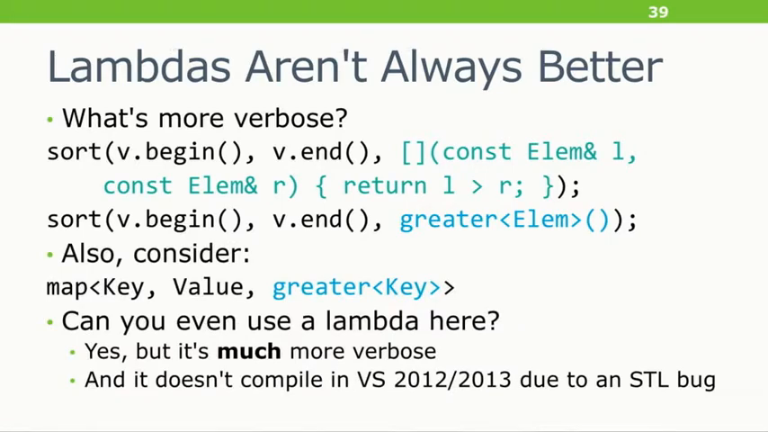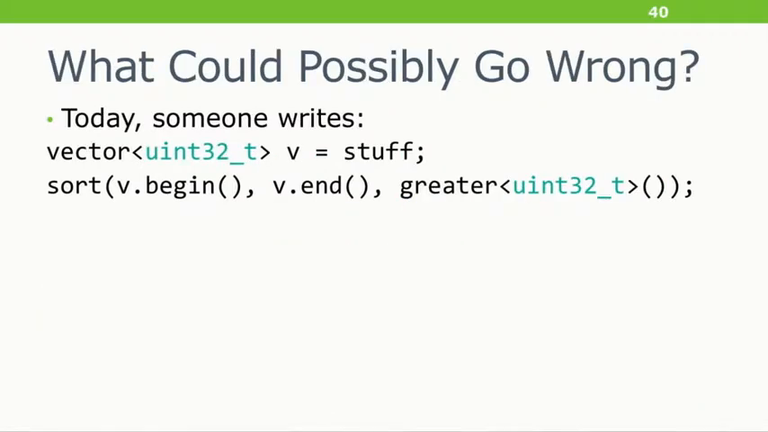Also, if you want to customize a container's behavior, putting the type in there is much more convenient than trying to use a lambda, and it doesn't work with VC because we got a bug that we need to fix. Yeah, we need to fix that one.